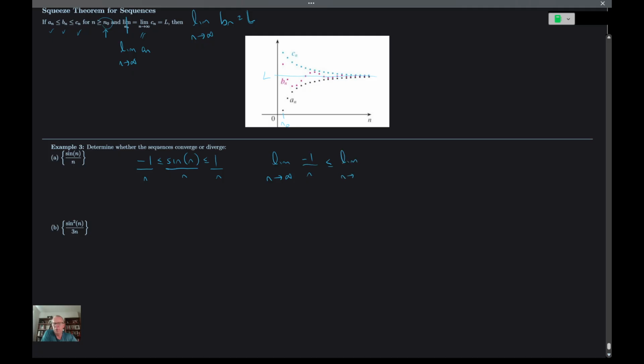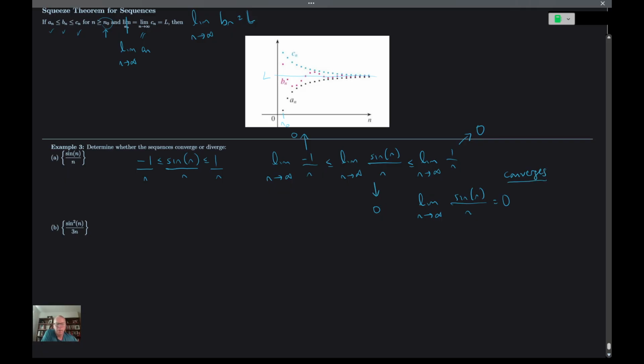So this should still be true. Take the limit of all three of these sequences. Now this will go to 0. This will go to 0. And so by the squeeze theorem, this one will also go to 0. So this tells us that the limit as n approaches infinity of sine of n over n equals 0. So this one converges.